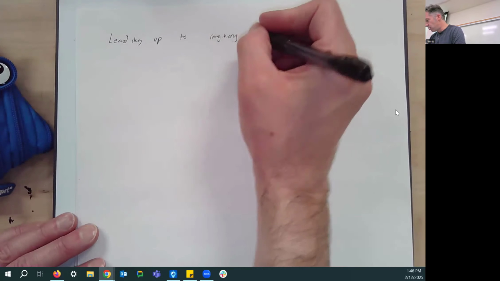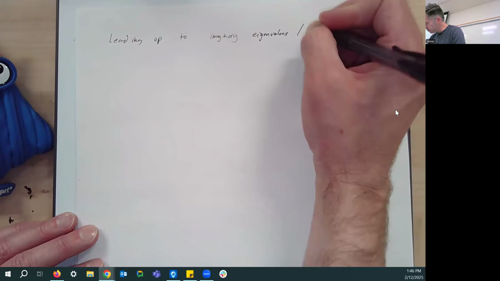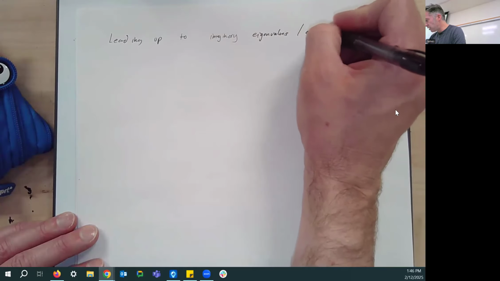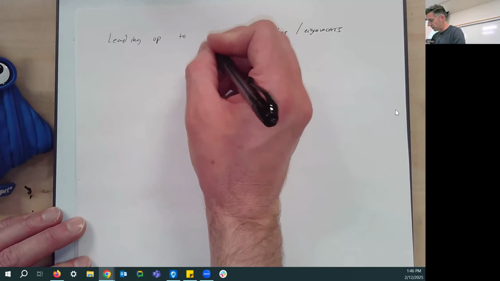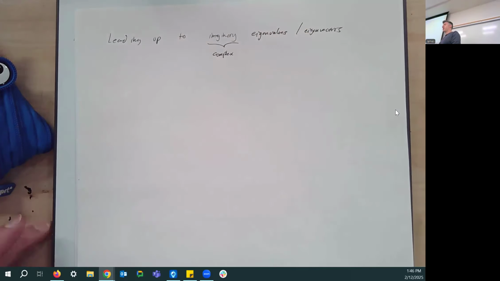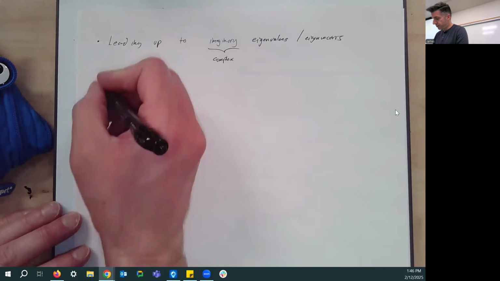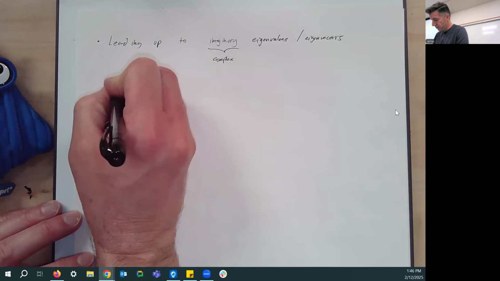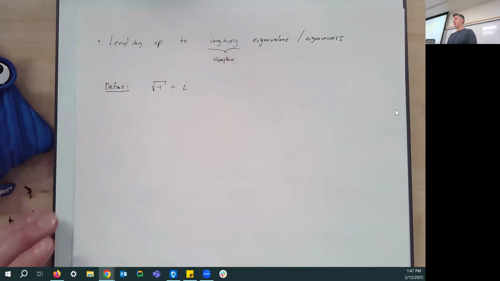Okay. Leading up to imaginary eigenvalues and vectors. And again, imaginary is probably not the best word to use. The better word is complex. So really we want to say complex, meaning the eigenvalues will have a real part and an imaginary part, and the eigenvectors will have some real and imaginary parts as well. So a couple things to know. We define the square root of -1 to be equal to i, the imaginary unit.